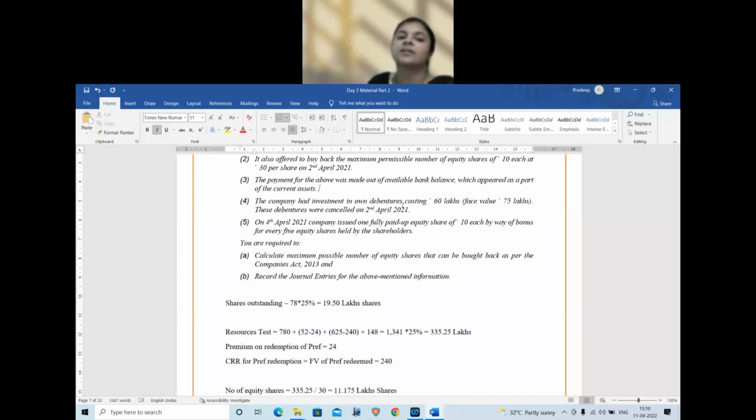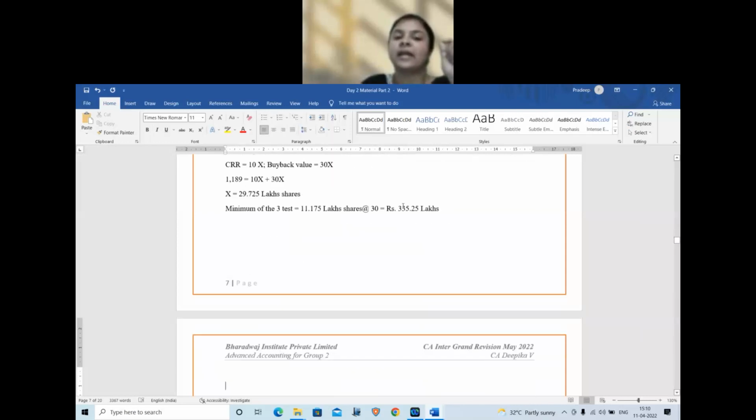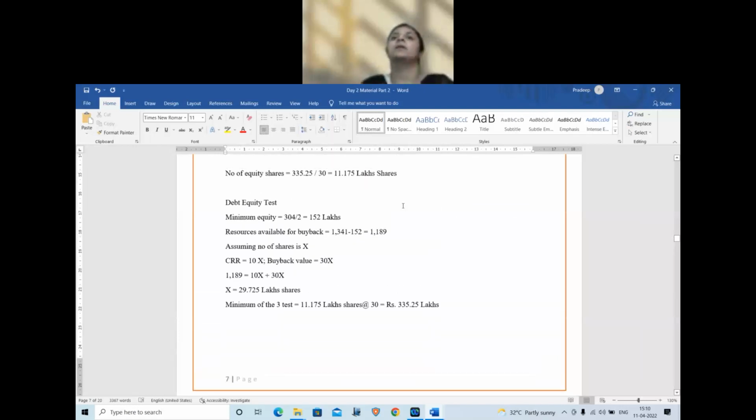The answers, I will give you in the journal entries also. I will be posting it to you. Here, the crux is calculation of the number of equity shares. Any doubts in the calculation? Any doubts especially in the third test, because that is the lengthier calculation? Any doubts in that? Okay, journal entries.